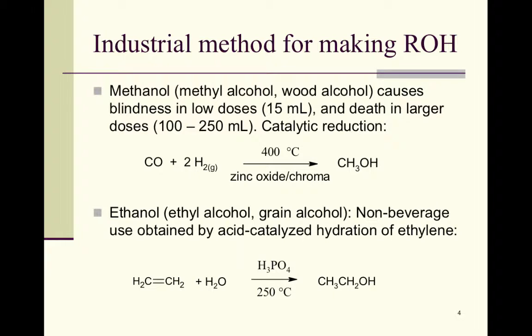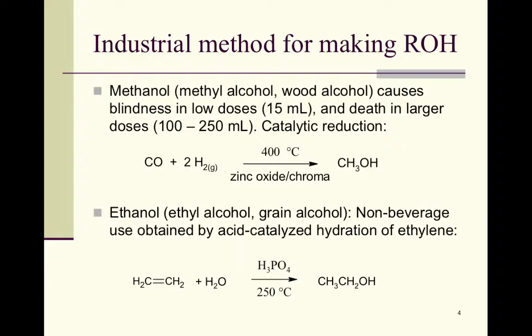Industrial method for making different alcohols. So I want to take a brief look at methanol and ethanol and their industrial method. Methanol is also known as wood alcohol or methyl alcohol. So methyl alcohol is a name that you are responsible to know. Wood alcohol would be one you'd want to be familiar with. And very small doses can cause blindness, and again, pretty small doses can also cause death.